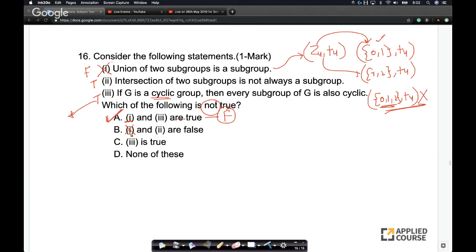The second option says 1 and 2 are false. Is 1 false? Yes, 1 is false. 2 is not false. So this statement is also not true. So I think there is a confusion. I think there is some typo in this question. So let's forget about these options. This statement is false, this statement is true, and the third statement is also true. I think there is some mess up here with the not.